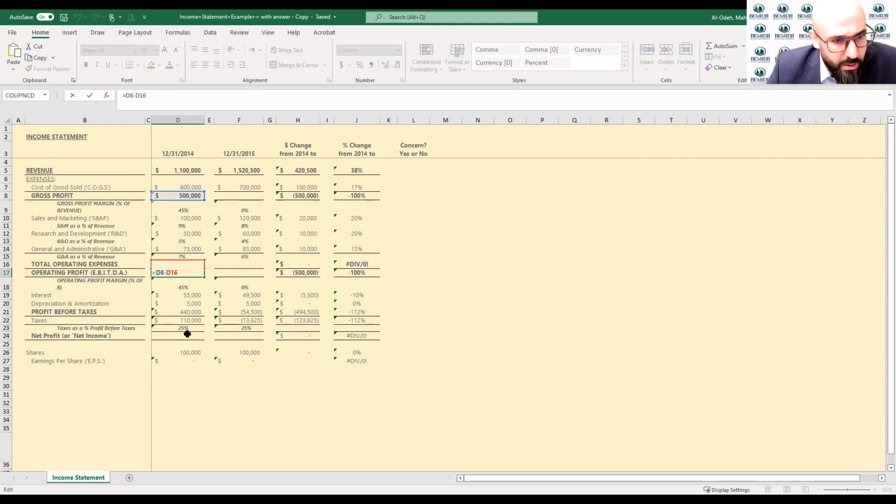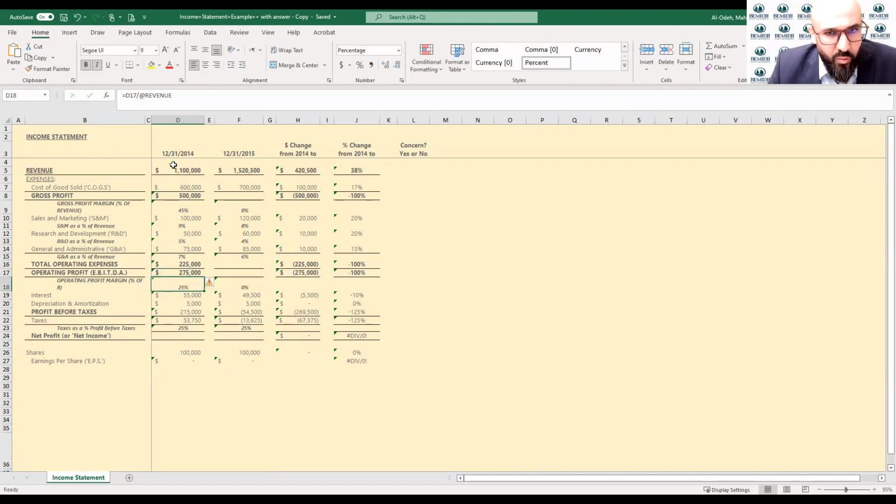Now for the total expenses here, the total expenses would be this one plus this plus 75,000. That will give you 225. And now for the operating profit would be 500 minus the 225. That will give you 275,000. If you need to calculate the percentage, you divide 275,000 by 1.1 million to give you 25%.